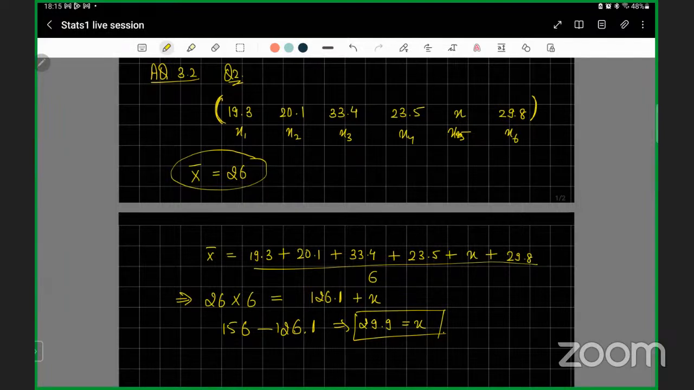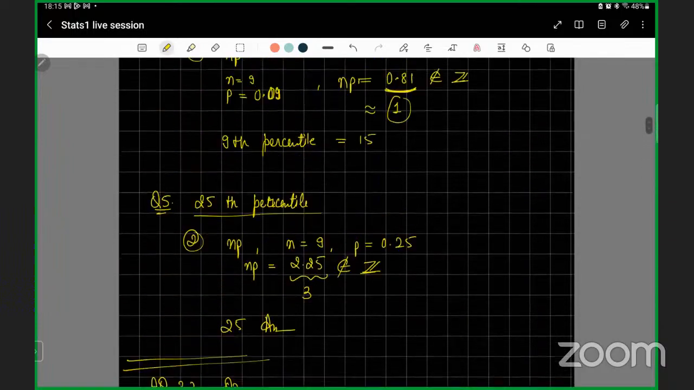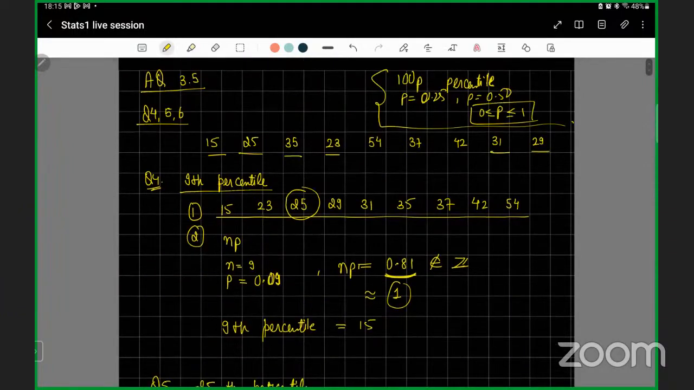Ma'am, you explained 100p at the top. What is this, ma'am? Okay, at the top. So what is the 100p percentile? If you're saying find the 100p percentile, it means 100p% of the data should be less than or equal to this data point, right?